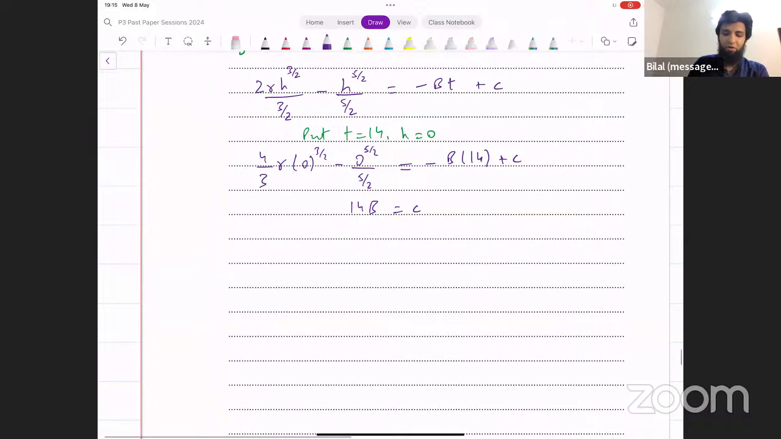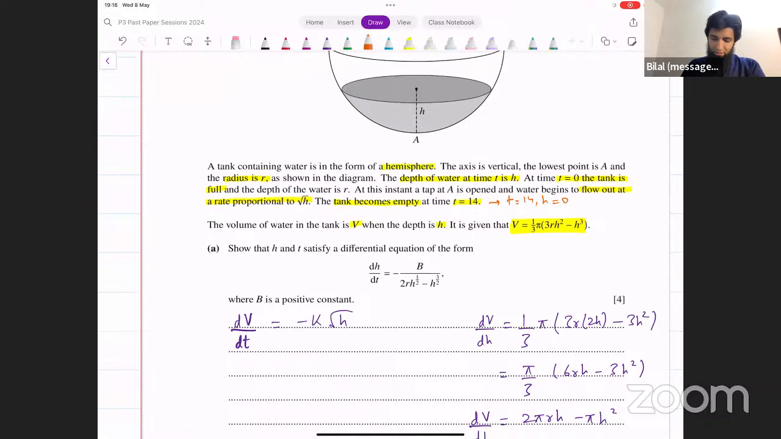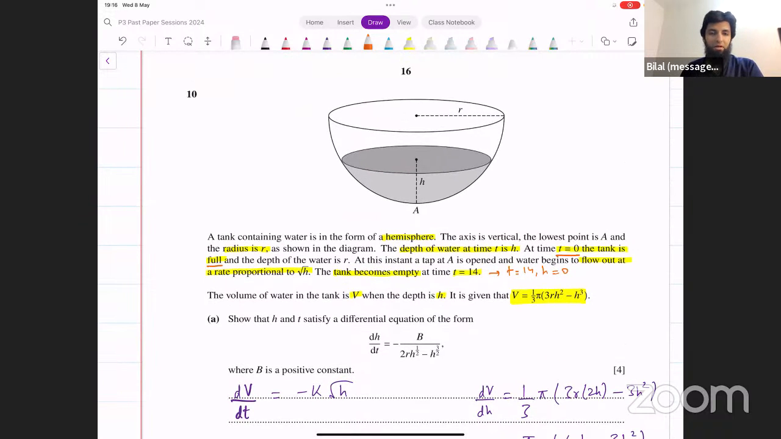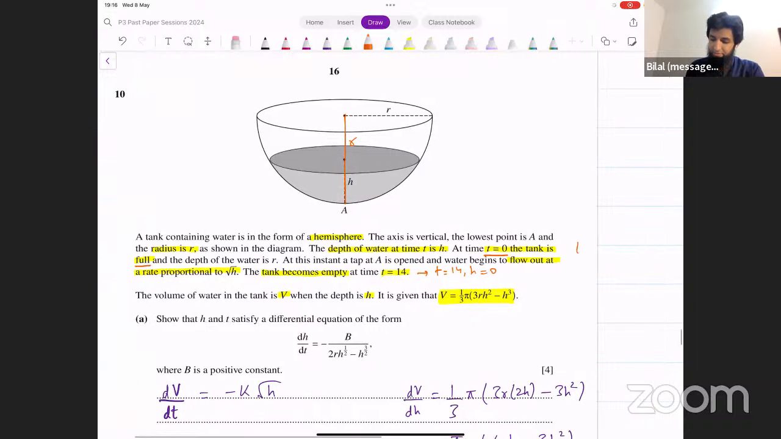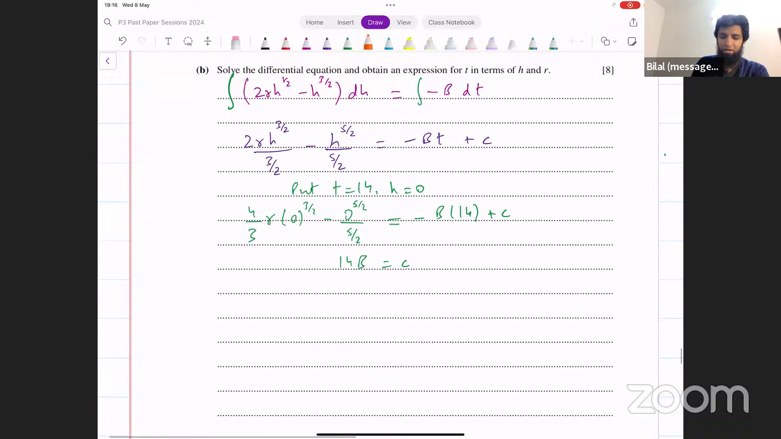That's one equation. Now what we do is we put the other value of t and h. What's that other value? Do we have another information given here? Depth of water at time t is h. At time t equals 0, the tank is full. Now, when the tank is full, what's the height of the water? The radius of the hemisphere was r. So the height of water is r at time 0. So at time 0, what this means is h is going to be equal to r. That's what you input here. Since you want your answer in terms of r, that's all right.